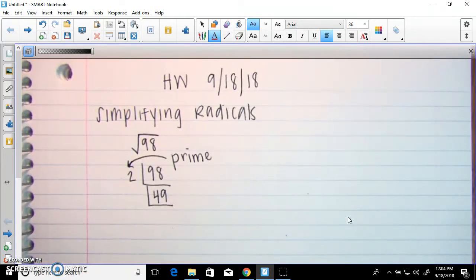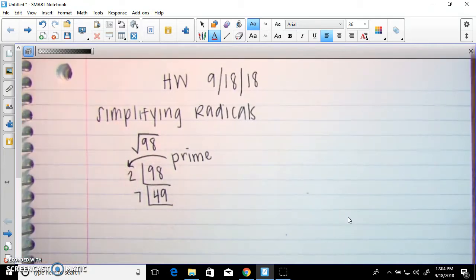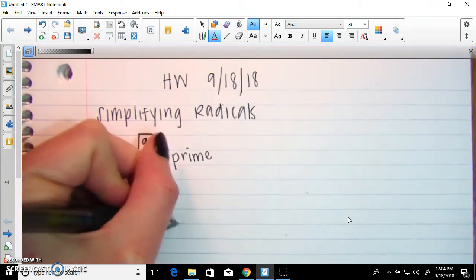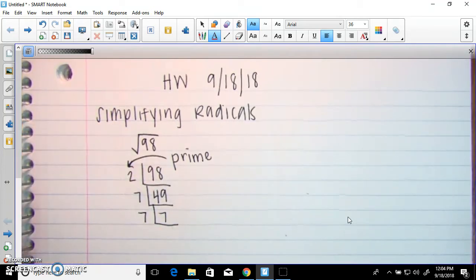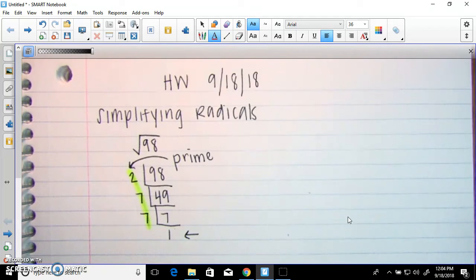49 may look like a prime number, but it's actually a perfect square. 49 is divisible by 7. 49 divided by 7 leaves us with 7. 7 is a prime number. We can divide that by itself, and we're left with 1. Remember, we always want to be left with 1. Now we have our prime factors, 2, 7, and 7.